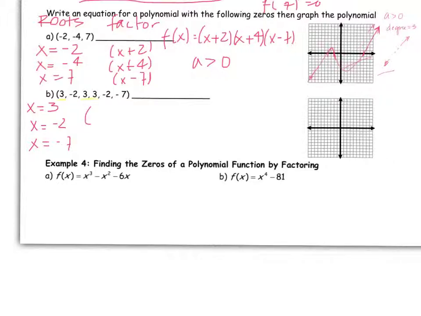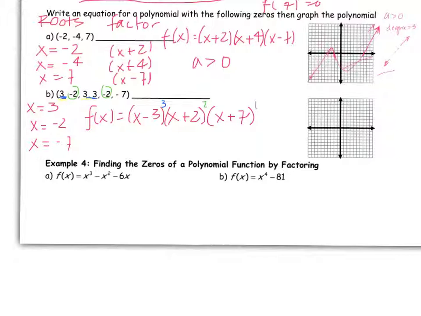f of x is x minus 3, x plus 2, and x plus 7. Now because there are 3 roots at 3, I'm going to put a power of 3. It happens there 3 times. Because this happens at -2 twice, I'm going to put a 2 here. And then the root at -7 only happens 1 time. I can write a 1, or you can leave it as 1.